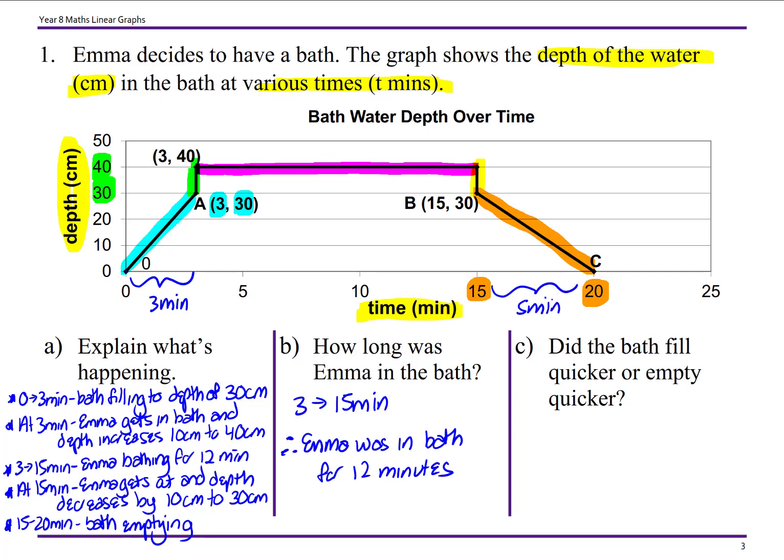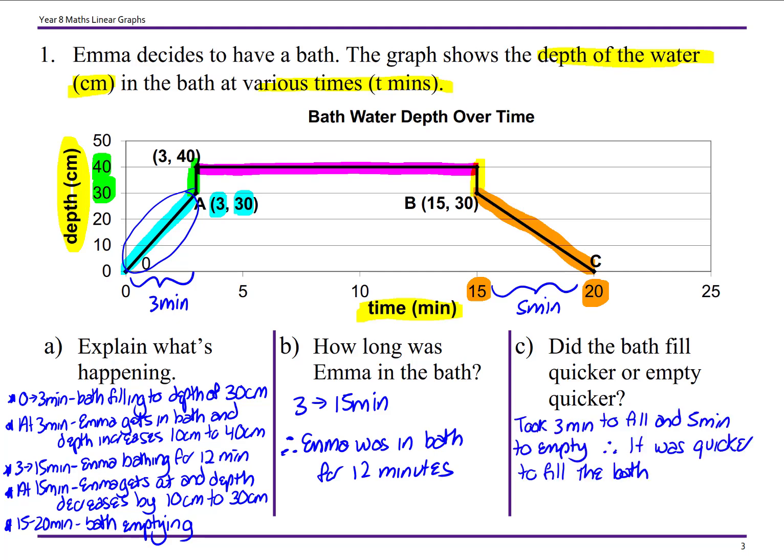Okay, so two things here. It took longer to empty, and also you can see that the slope is steeper when it's filling. So a steep slope means it's quicker. So therefore it was quicker to fill the bath. So it took 3 minutes to fill, 5 minutes to empty. It was quicker to fill the bath. And you can also talk about the steepness of the line.